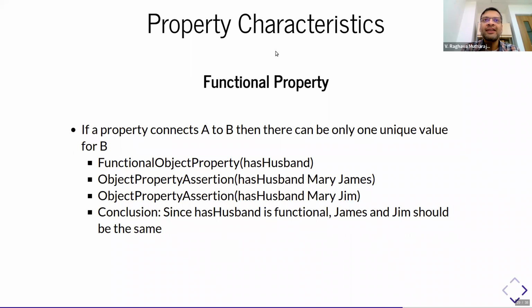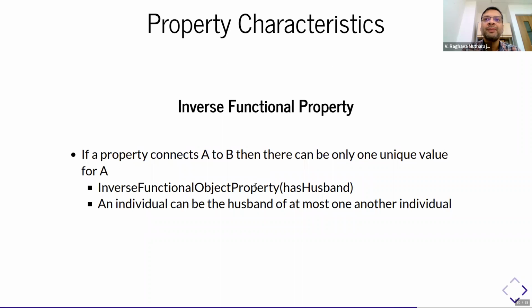Okay. So functional is an interesting one. So if you state that has husband is a functional property, then, in this case, Mary has husband James and Mary has husband Jim, right? But if you state that has husband is functional, then James is the same as Jim. So they are, let's say, alias names of one another. That's what it indicates. So you are stating that Mary should have exactly one husband, right? There's also the inverse functional, which means the other way around, right? So for example, if you say that has husband is inverse functional, you can use this to state the fact that an individual can be the husband of at most one other individual, right?